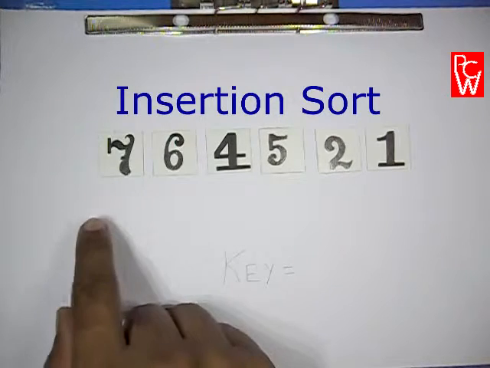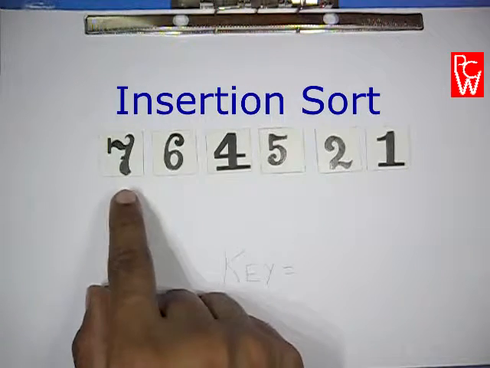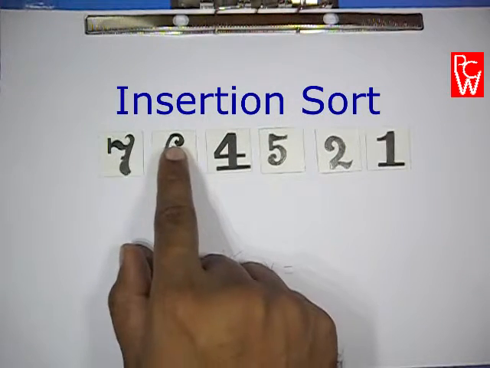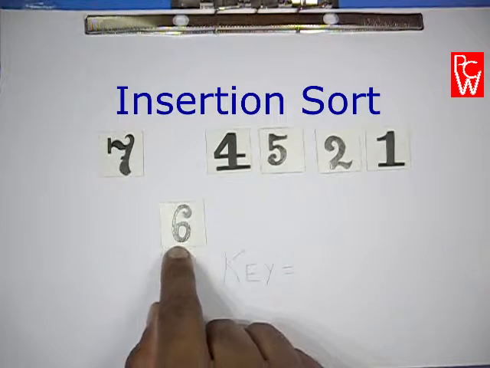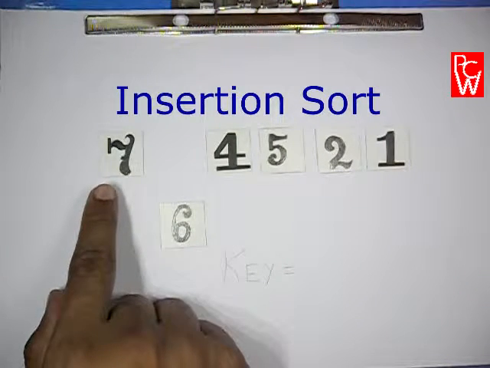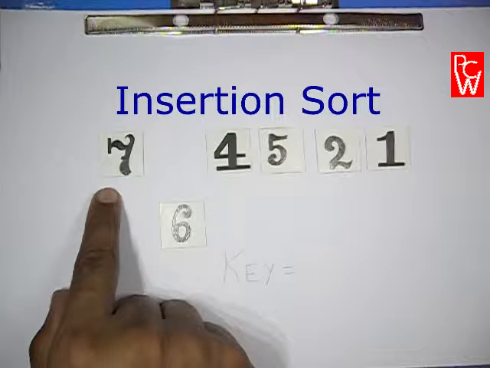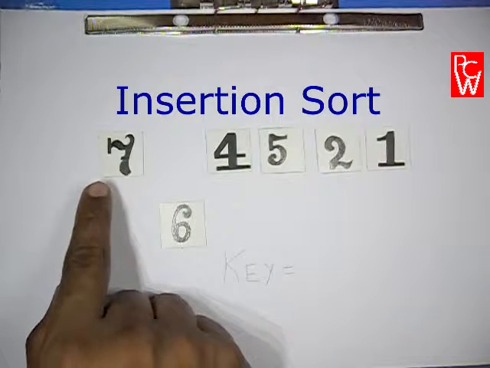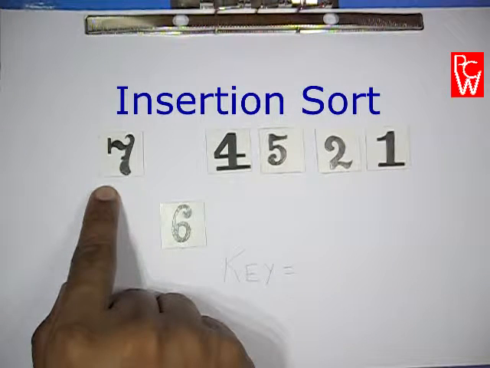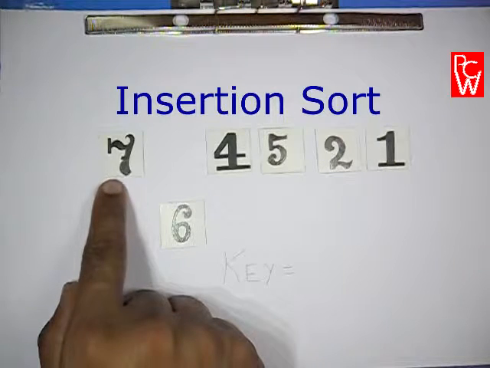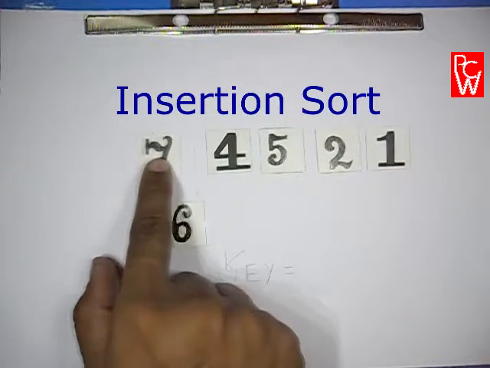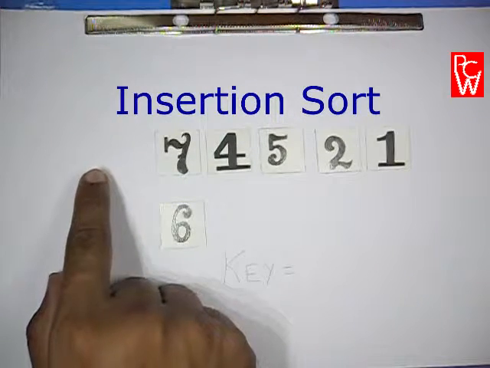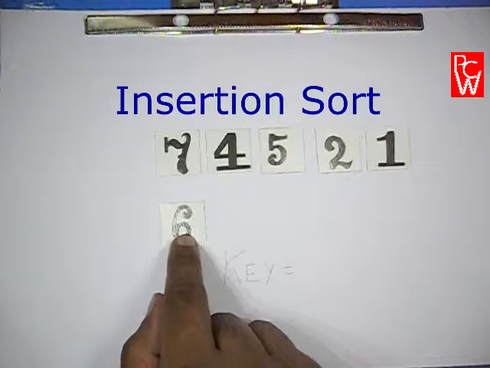So let's start. For the first time, our key element is going to be 6, because the loop is starting from the second position. Now we compare our key element with the elements that are present on the left hand side. Is the key element less than the element on the left hand side? The condition is true, so we will shift 7 towards right. Now there is no element left on the left hand side, so we will put 6 here.